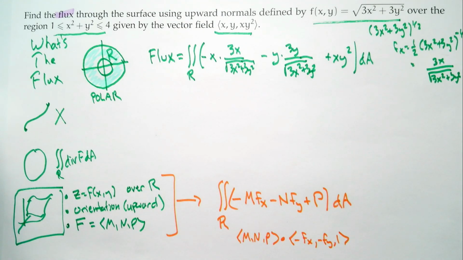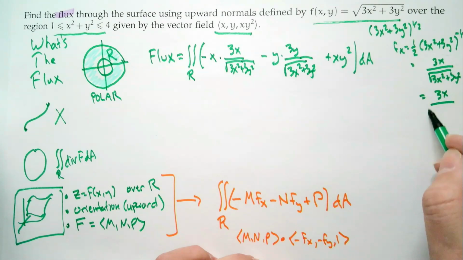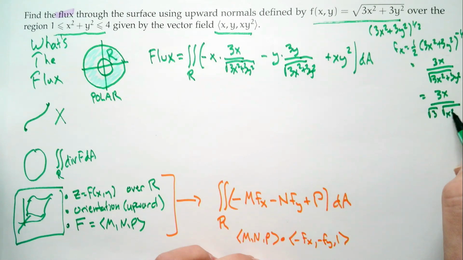All right, so now we've got this part set up. Well, we should probably clean it up. Now, there's a couple things we can do. By the way, one of the things we could have done is we could have factored out a 3 out of that square root. So I could write this as the square root of 3 times the square root of x squared plus y squared. And if I have 3 over square root of 3, that's the square root of 3 times x over the square root of x squared plus y squared.